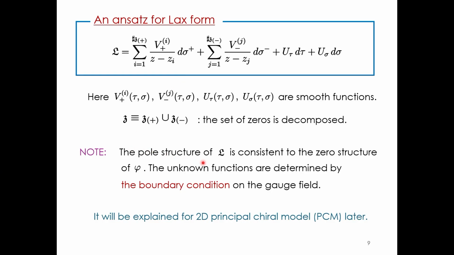Okay, so anyway, the pole structure of this L is consistent with the zero structure of φ, and so consistent with the bulk EOM. Then the unknown functions are determined by the boundary conditions on the gauge field. I will not explain this in general, but I will explain how to determine this Lax form by taking the example of the 2-dimensional principal chiral model later.